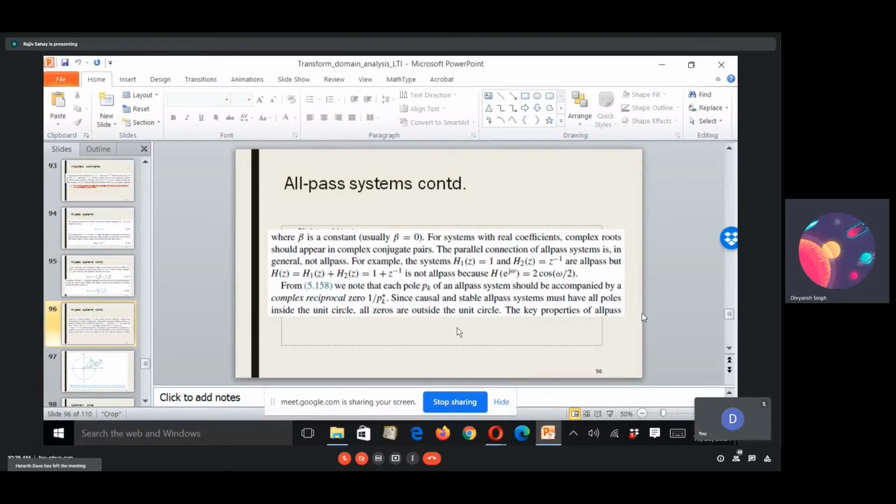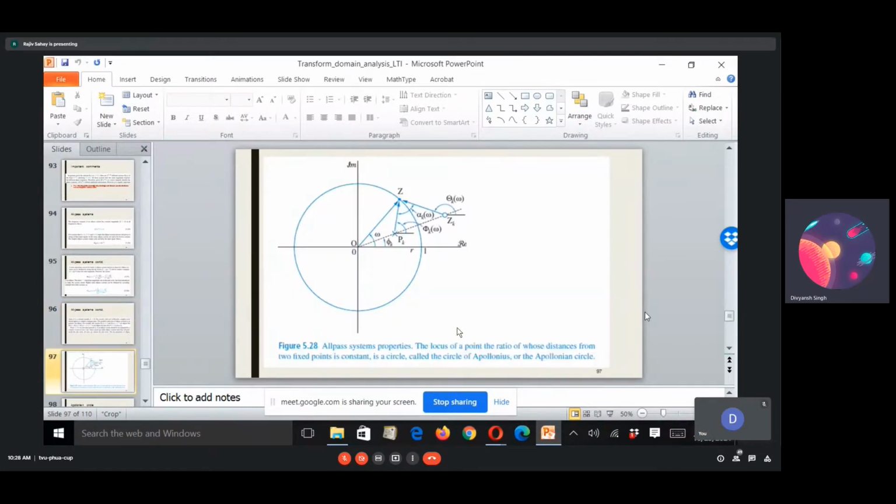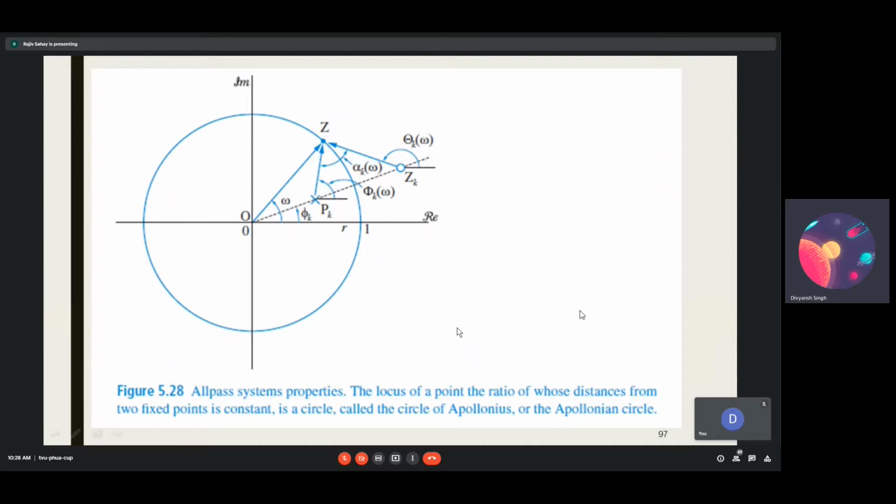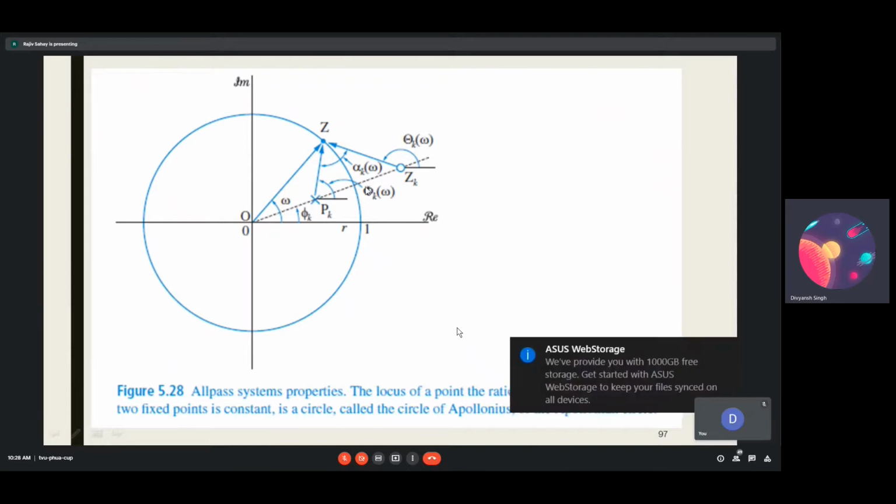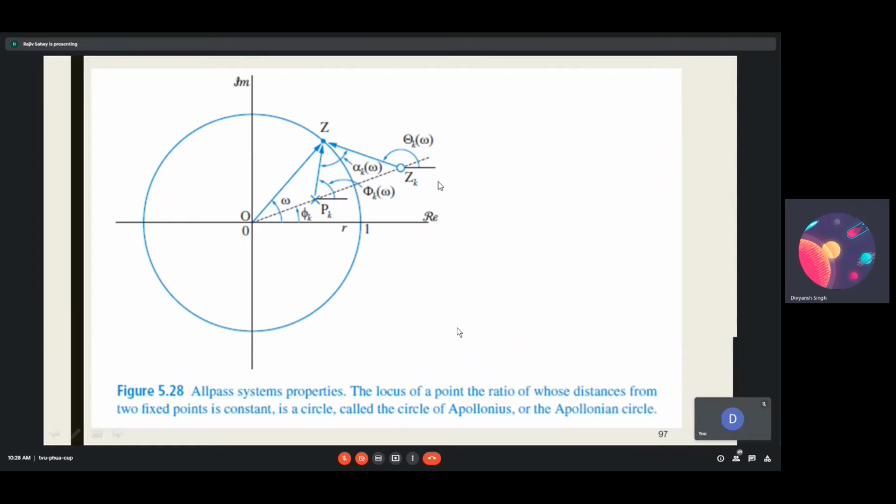Let me go to this particular diagram. Let me put it full screen. All of you can see this. So there is a pole and there is a zero here. The pole is rk into e to the power j phi k, and the zero is pk into e to the power j theta k. These are the angles that it makes.